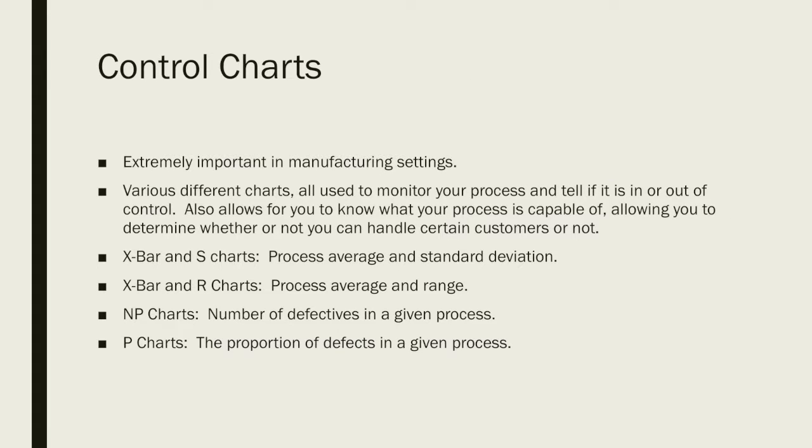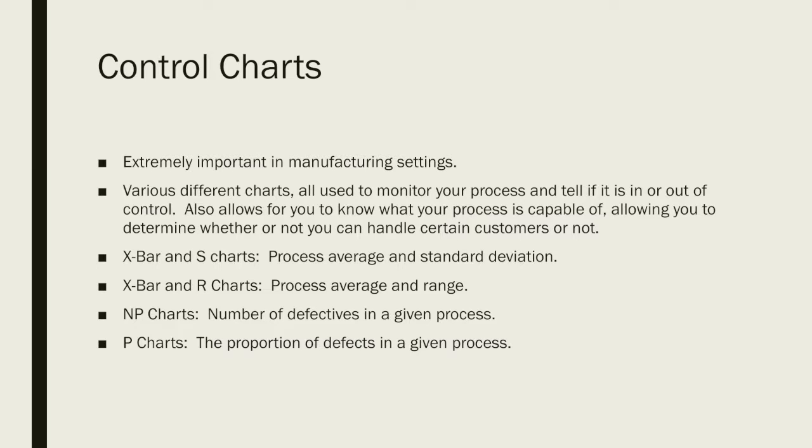Next, we have control charts, which are extremely important in any manufacturing setting and really in a lot of other situations as well. But they allow you to monitor your process and let you know when it's in and out of control. Allows you to check your capability. So let's say you have a customer that needs a certain job to be done in a certain way. He needs X amount of parts in X amount of time at certain specifications. Having properly maintained control charts will tell you exactly what you are capable of and whether or not you can accept that customer. X-bar and S charts are process average and standard deviation.